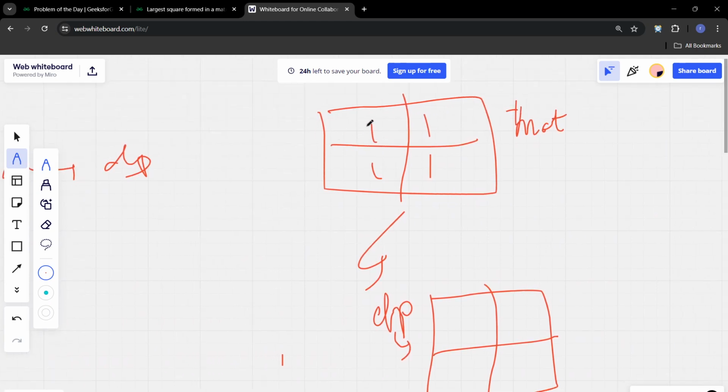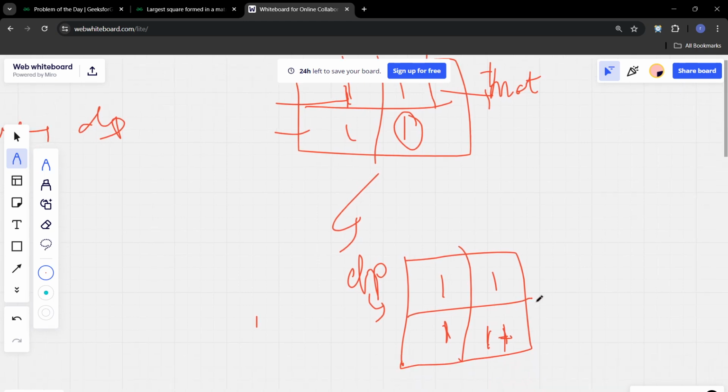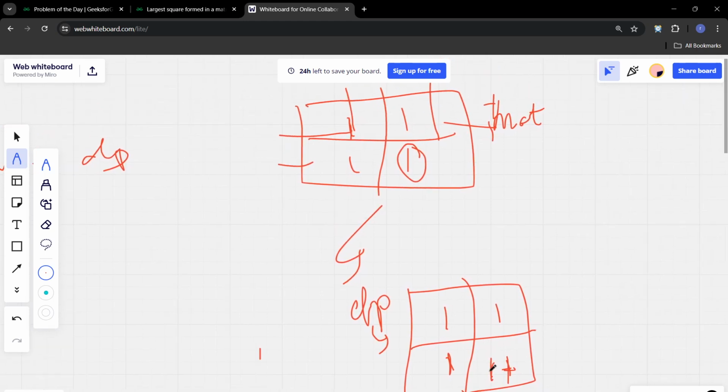So suppose this index is there. Till this index, what is the maximum? 1, right? One element, one square, 1. Till this index, 1. But till this index means 1 is there, at least 1 should come here, right? If 1 is there, suppose there are zeros also here, 1 should come. But after 1, what will come here? So this value depends on these three elements, right?